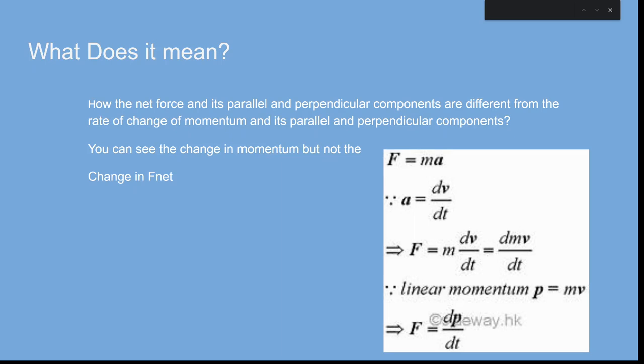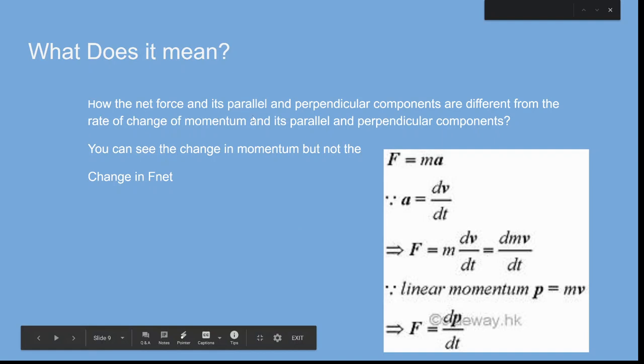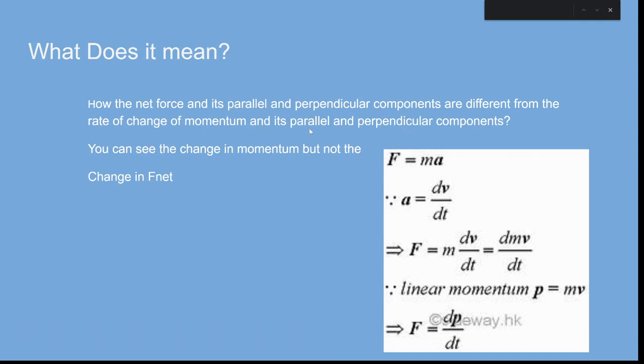What does it mean? How are the net force and its parallel and perpendicular components different from the rate of change in momentum and its parallel and perpendicular components? The answer is that you can see the change in momentum, but not the change in the net force. Ultimately, in our experiment, the net force is equal to the change in momentum and magnitude. With a small delta t, the Fnet and dPdt values will equal each other, as they were set to in the GlowScript code.